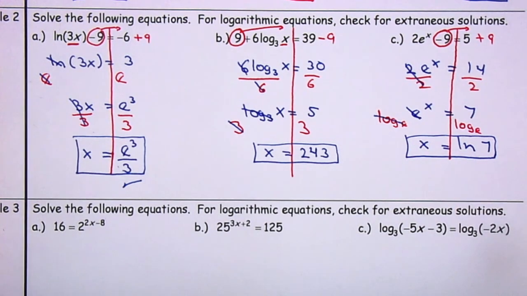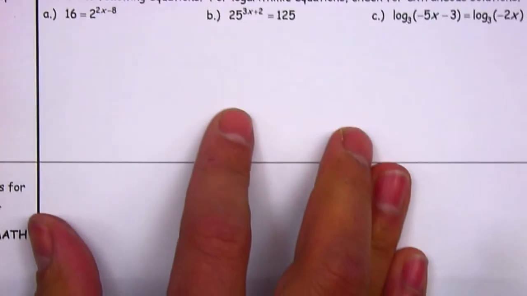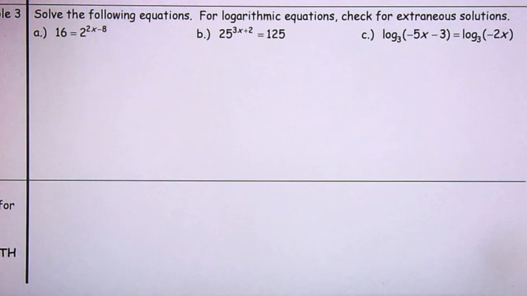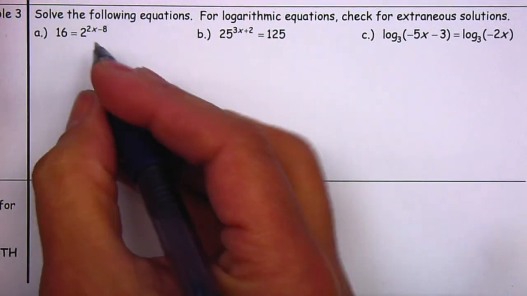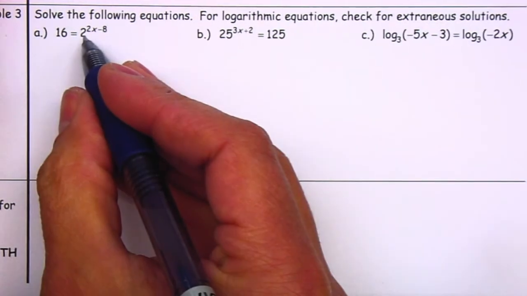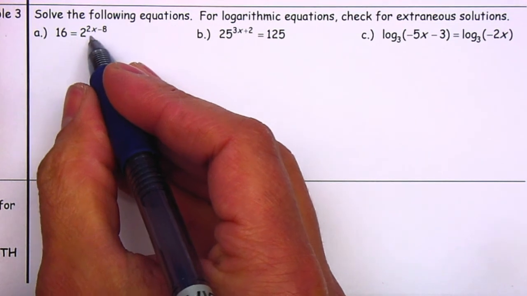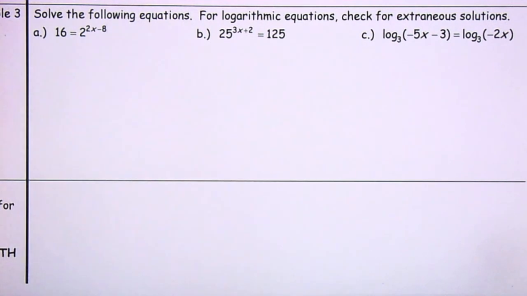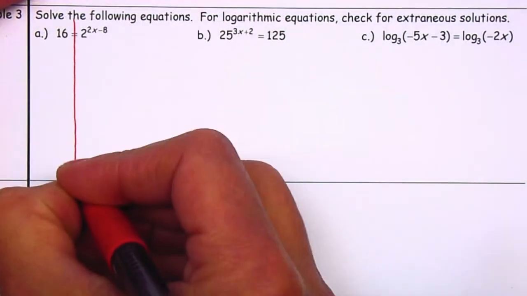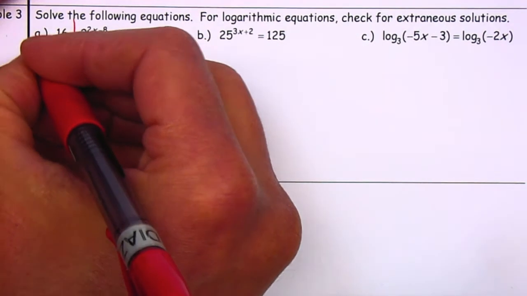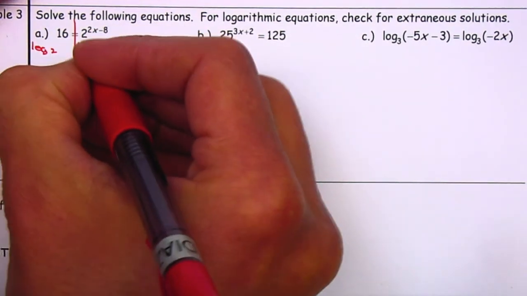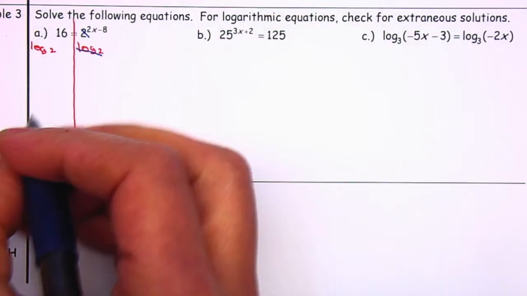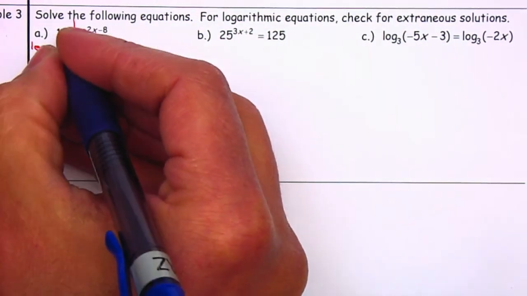For example number 3, we have the x as the exponent as well. We need to be able to get rid of the 2. So I'm going to have to do log base 2 on both sides. Log base 2, log base 2. That will cancel out. We have the log base 2 of 16.